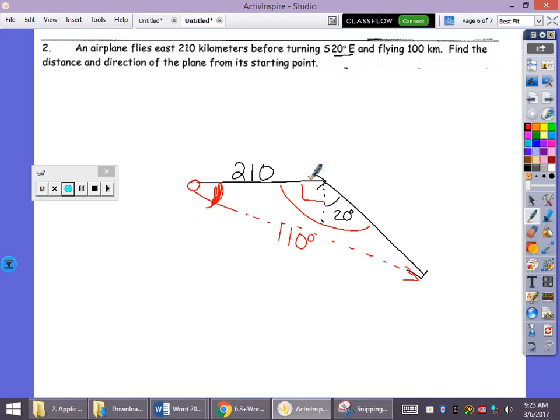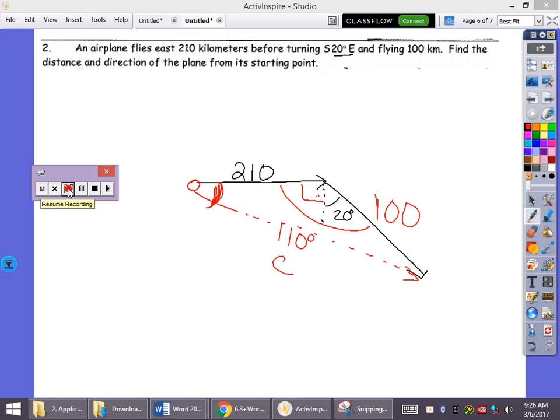What am I going to use? Law of sines, law of cosines. More specifically, I'm going to use law of cosines because I do not have an angle-side pair. I don't know either of these angles, and the only angle I do know, I don't know its side. So you're going to do law of cosines. Go ahead.